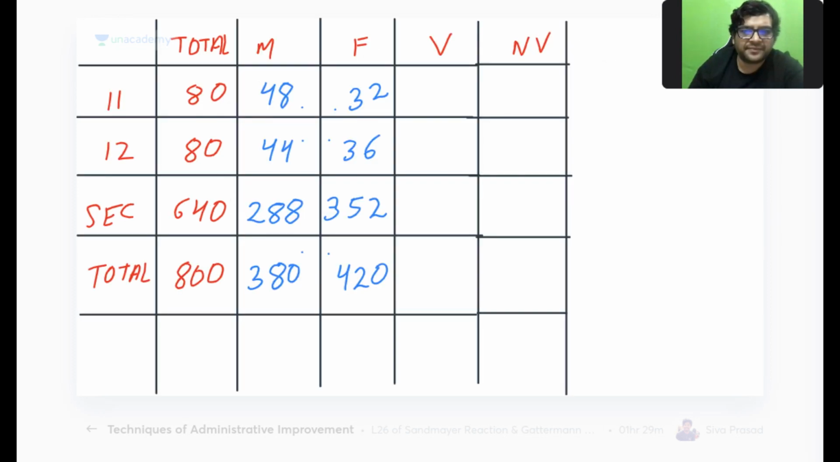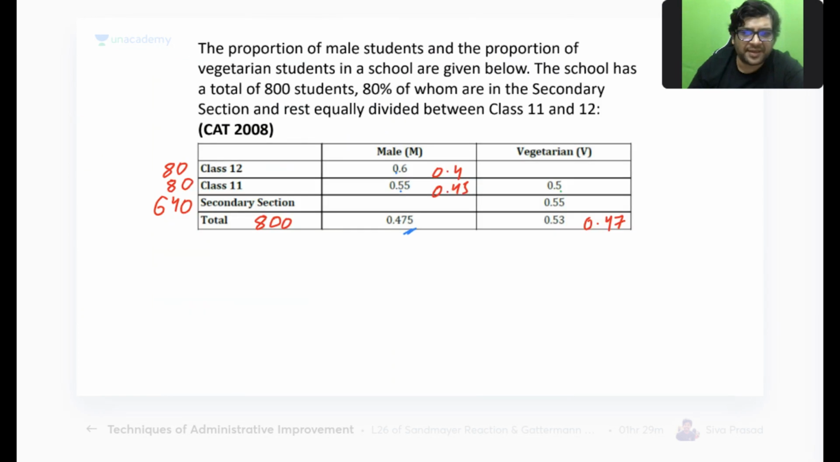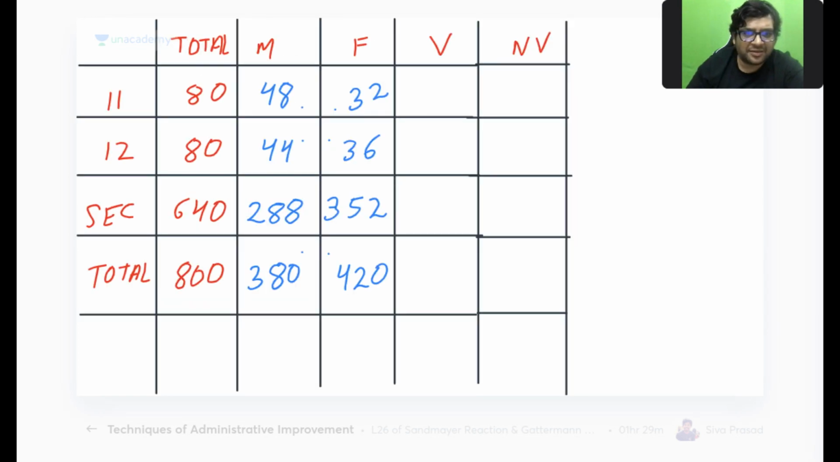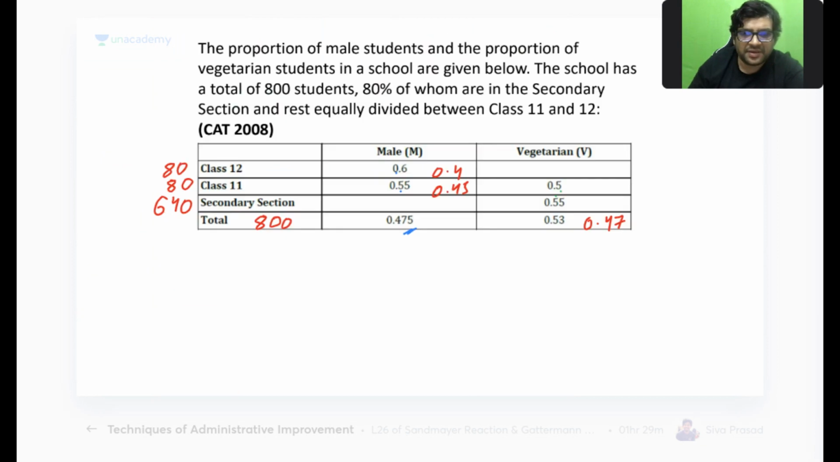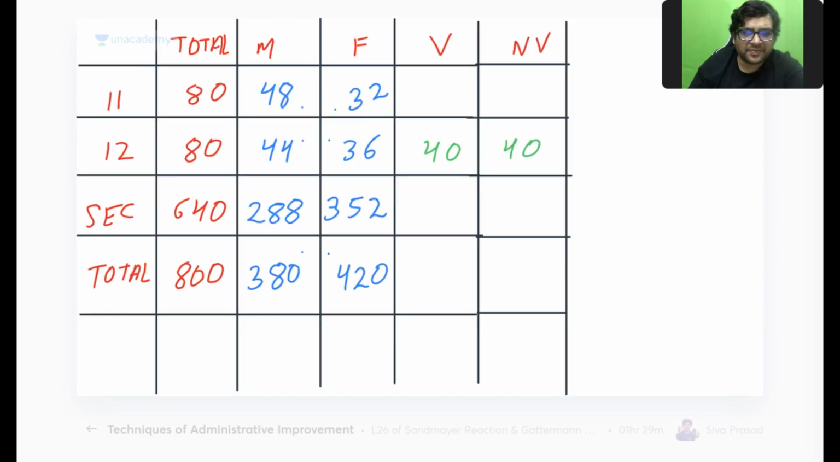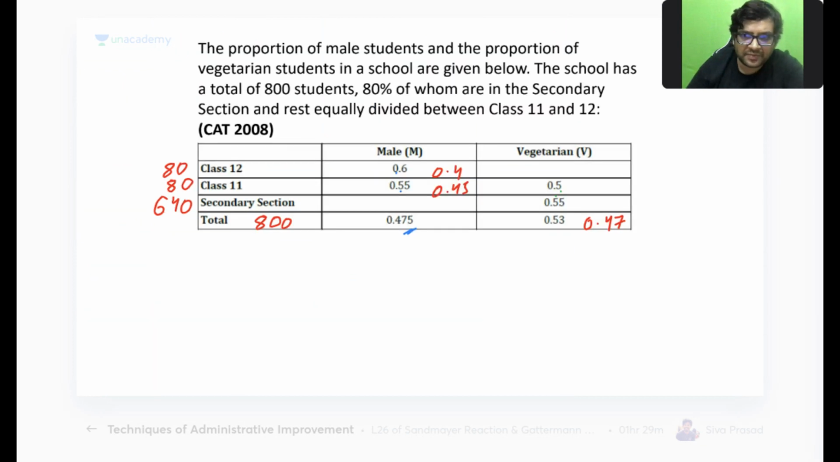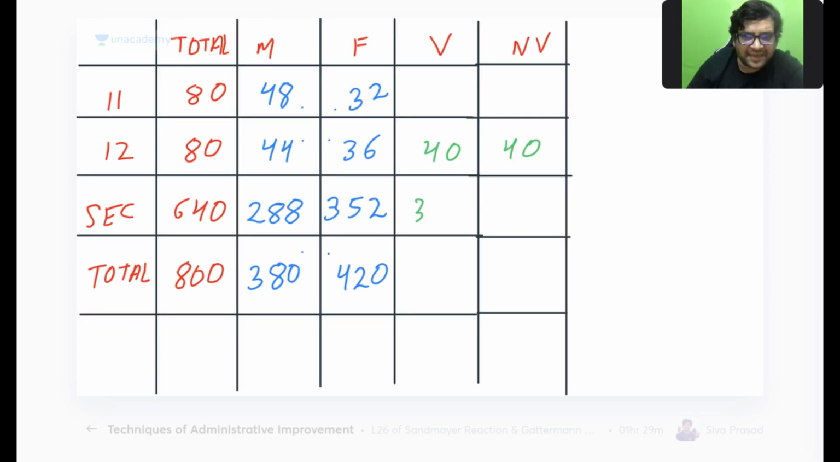So 0.5% or half, so 40 veg, 40 non-veg, 55%. How much will 55% of 640 be? 352. So 352 are veg. That means 288 are non-veg.